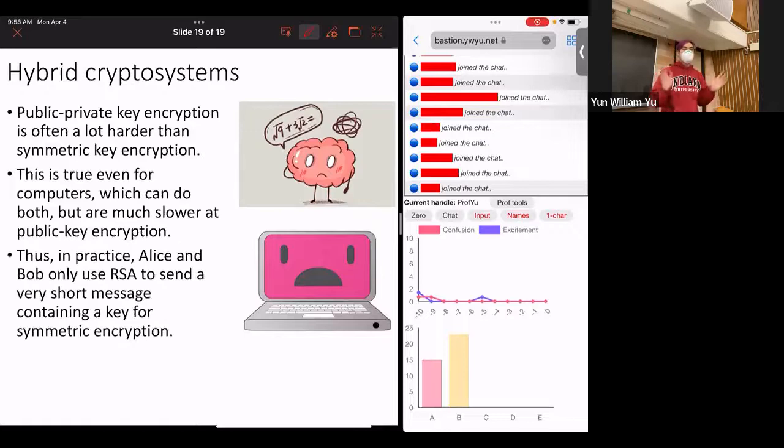And so in practice, and this is what we'll be doing this Wednesday in the interactive activity, Alice and Bob will use RSA to send a very short message, so maybe just a single number containing a key for symmetric encryption. So this way, basically, Alice is saying to Bob, hey, Bob, I know that you gave this public key, but it's really hard to do all this math to just talk to you. And so instead, I'm going to do all this math and send you a single message, which is a key for some other cipher. And then let's use this other cipher whenever we're actually talking to each other, because it's going to be a lot faster. And that's what we're going to do this coming Wednesday.